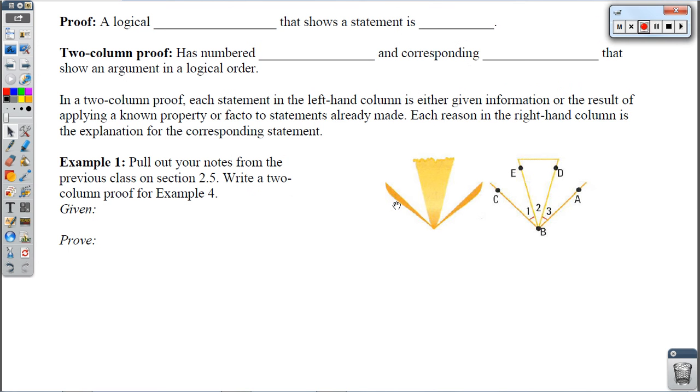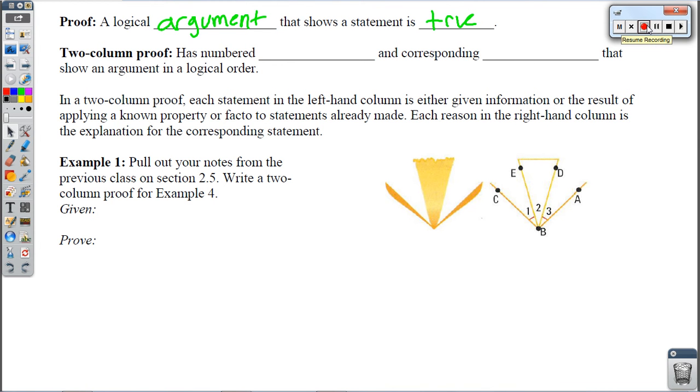In 2.5, we looked at proofs involving equations, going from the start of an equation, what you're given, through solving the equation and justifying every step along the way. So we're going to keep going along that vein, but now we're going to start looking at proving that certain things in pictures that you see here, or other things about certain statements, are true. So a proof is a logical argument that shows that a statement is true.